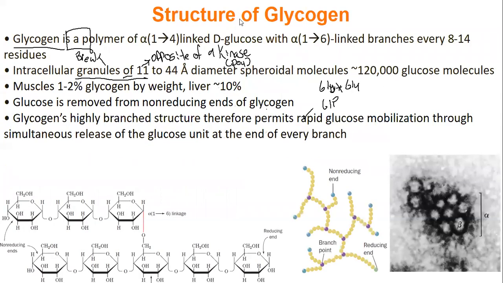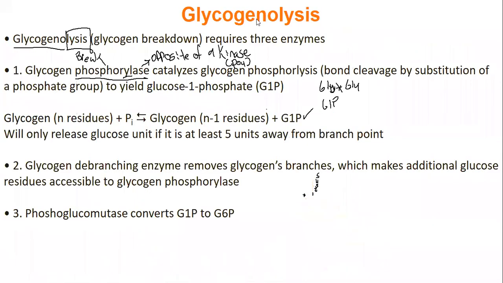So redrawing it. Our glycogen more or less looks like this. Here's a branch point in purple. So here's 1, 2, 3, 4, 5. Only these 3 glucoses could be used by glycogen phosphorylase. Once you get 5 away from the branch point, you can no longer cut off glucoses. So that's what we mean when I say 5 units away. Let me get rid of the 1, 2, 3, 4, 5.